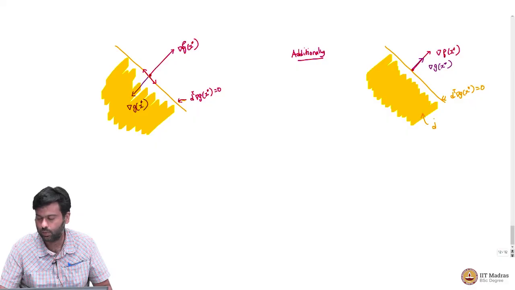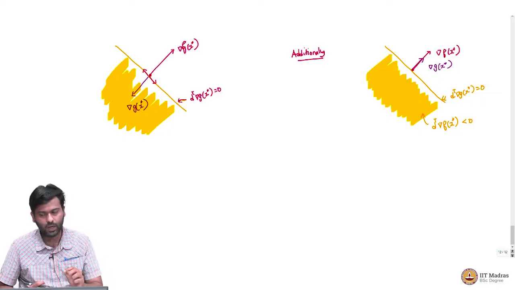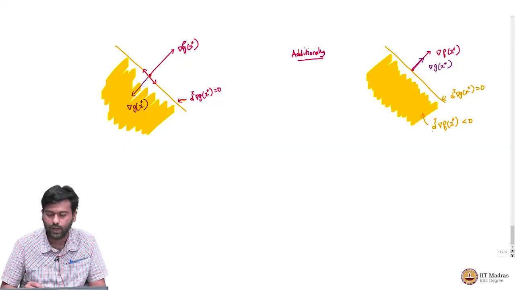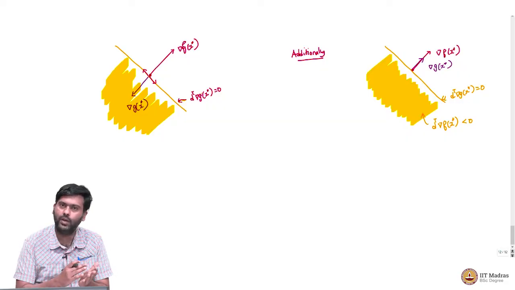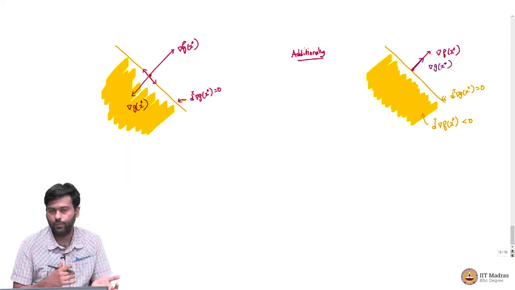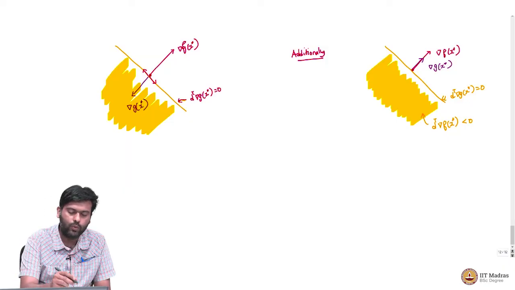Let me make it clear, this is d transpose del f of x star less than 0. So, the moment we come out of this line, we may descend, but then we might not be feasible, right. So, that is the whole point. So, there are two cases now, either del of g of x star is parallel or it is anti-parallel, right. Now, how do we formalize that?